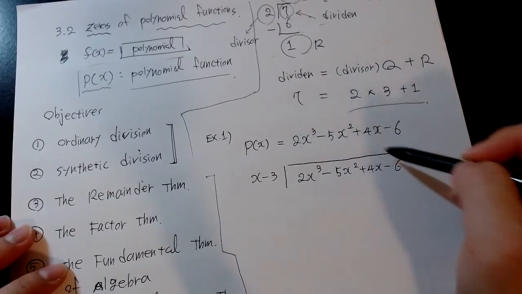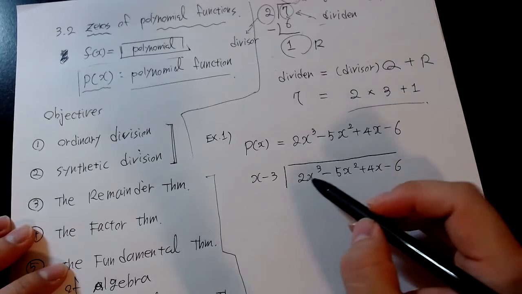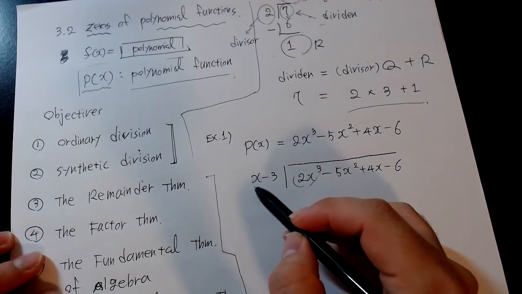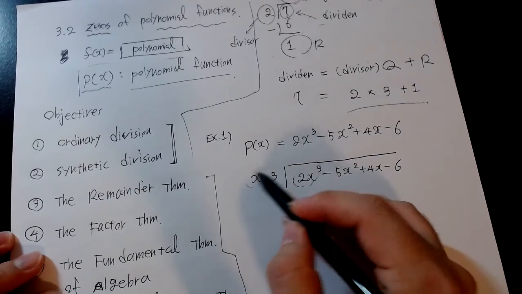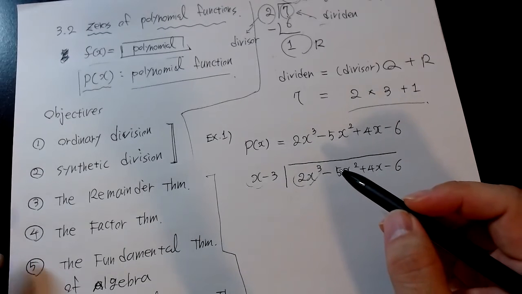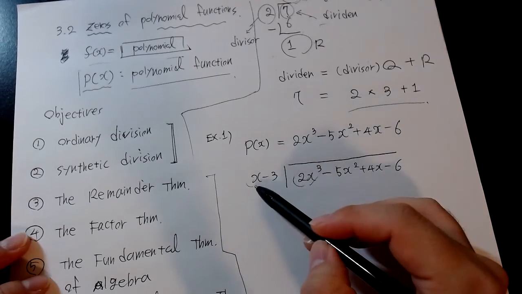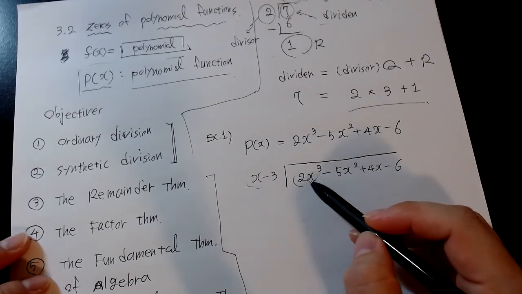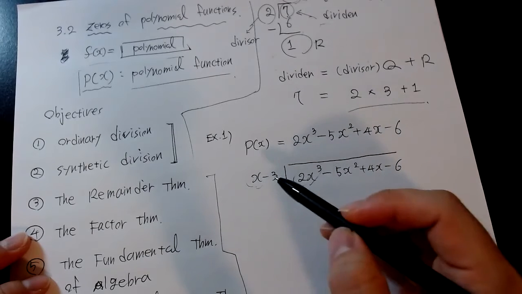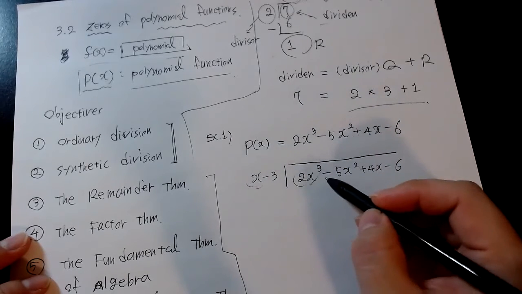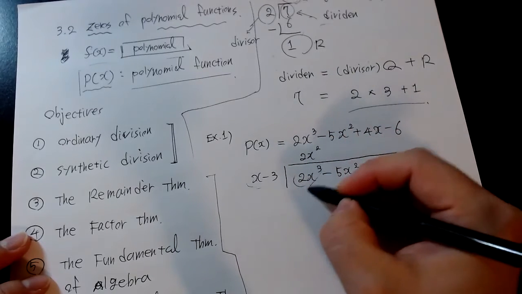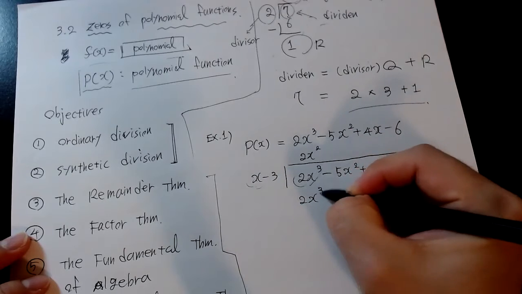What I'm going to do is find the quotient. First, we take a look at the 2x cubed and the term having the highest power in the divisor, in this case x. We want to find the factor that turns x into 2x cubed. So x times what is equal to 2x cubed? It's 2x squared. So x times 2x squared is 2x cubed, and we write down 2x cubed here.